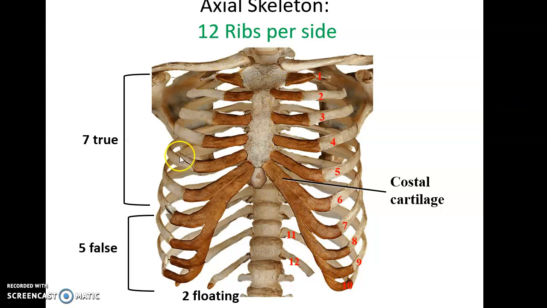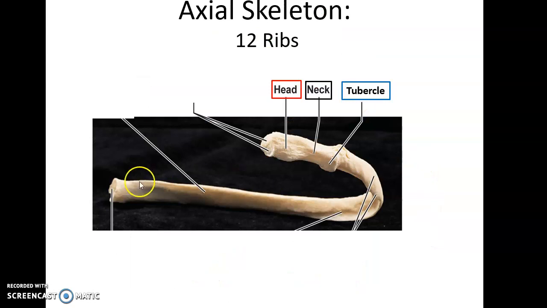Turns out ribs 1 through 7 are called the true ribs because they attach directly to the sternum. Ribs 8 through 12 are the false ribs because they either attach indirectly, their costal cartilage attaches to rib 7's costal cartilage, or they don't attach at all. And then finally, ribs 11 and 12 are also known as floating ribs because they do not attach to the sternum at all.